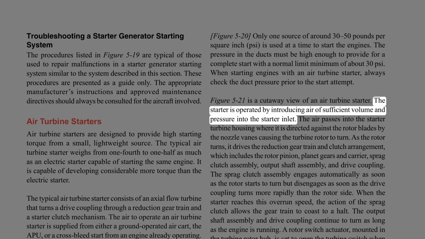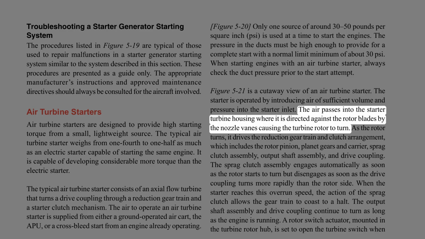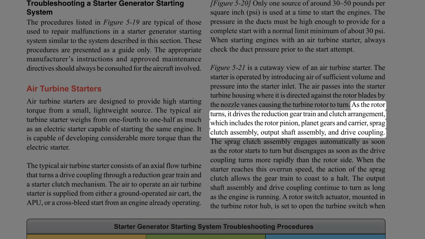The starter is operated by introducing air of sufficient volume and pressure into the starter inlet. The air passes into the starter turbine housing where it is directed against the rotor blades by the nozzle vanes, causing the turbine rotor to turn. As the rotor turns, it drives the reduction gear train and clutch arrangement, which includes the rotor pinion, planet gears and carrier, sprag clutch assembly, output shaft assembly, and drive coupling.